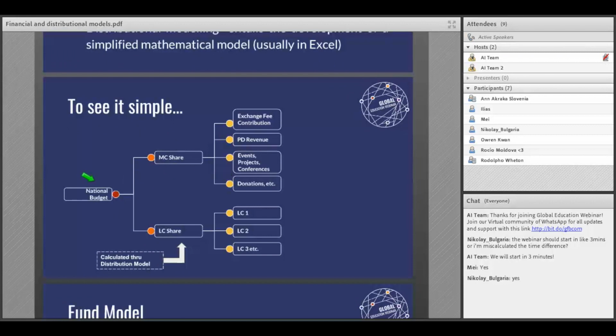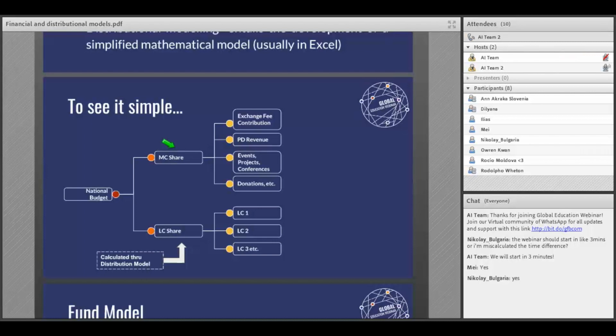so we got the national budget, right? Now this national budget is going to be divided between the MC and the LCs. So in terms of the percentage, it depends on how the agreement came about within the national level. Now once there is a split for the LCs, it needs to be divided to each of the LC1, 2, 3, etc. And this is computed through the distribution model. Now question, what's going to be the revenue generation that's going to be shared for the MC?